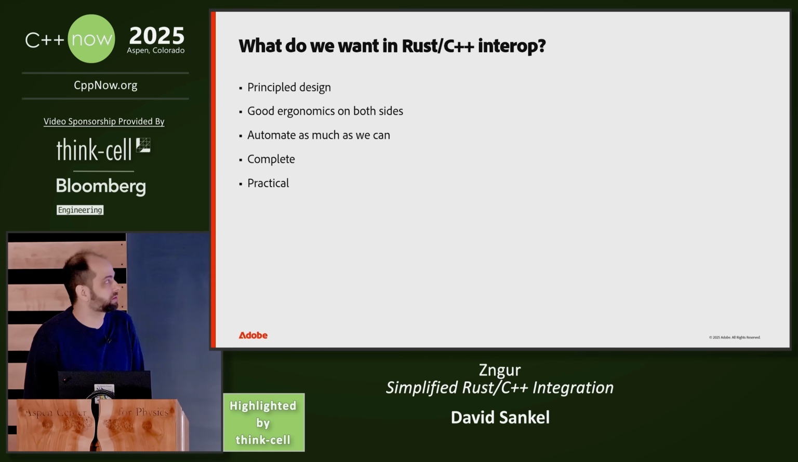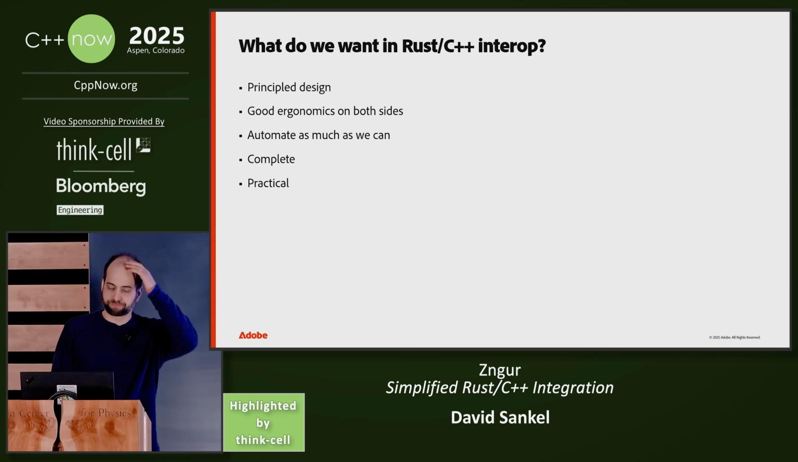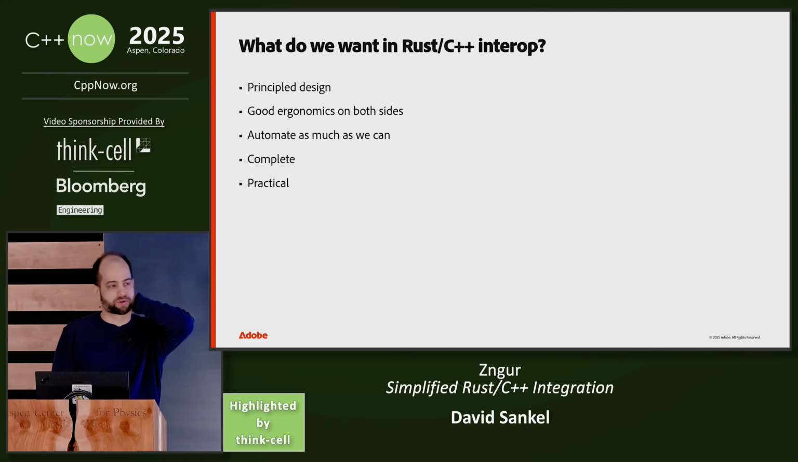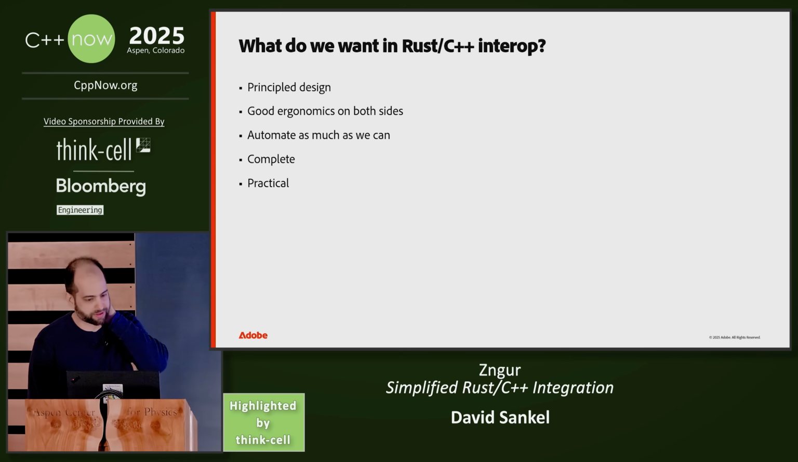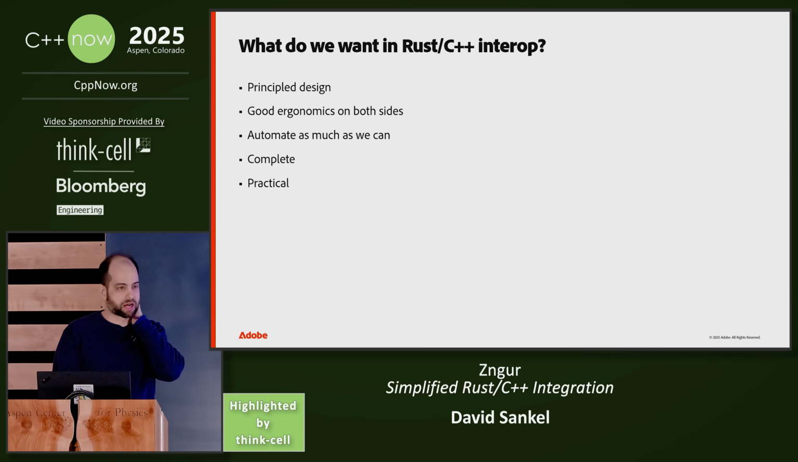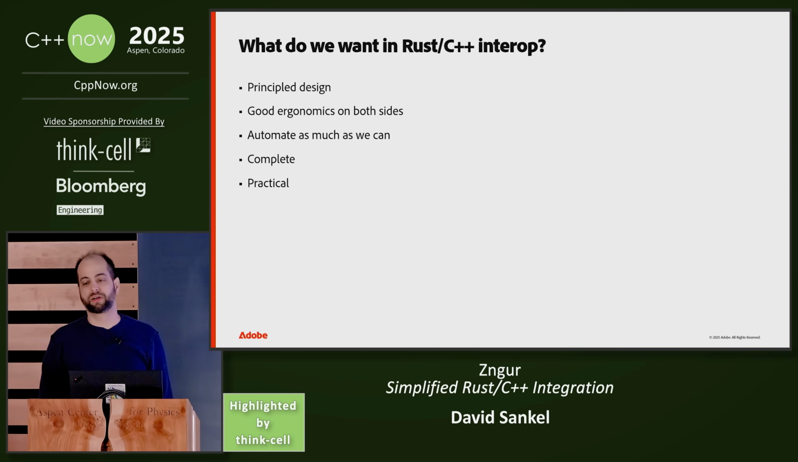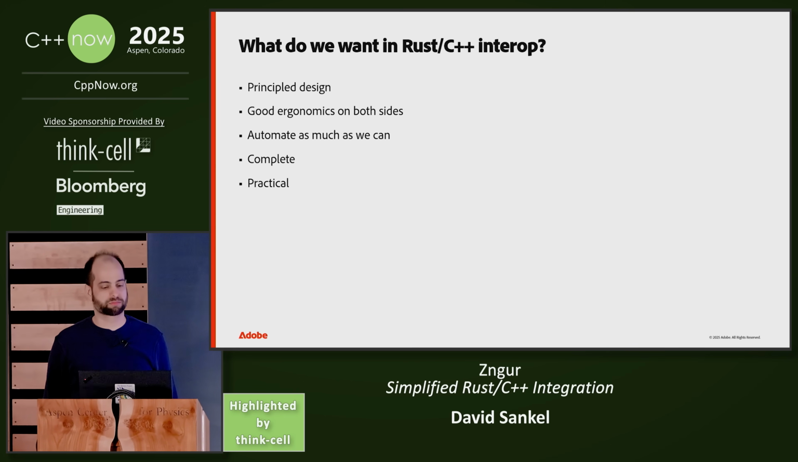But what do we really want when it comes to C++ Rust interop? Ideally, we want a principled design, right? Not something hacked together that can just make one work with the other. We'd like to have good ergonomics on both sides of the fence. We want to automate as much as we possibly can. We want a complete solution, right?